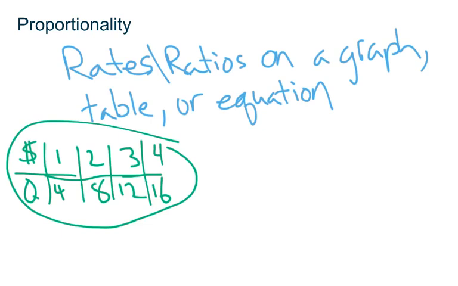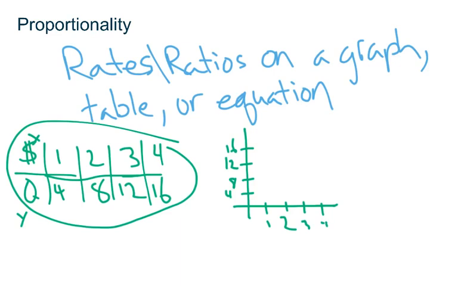We then have a graph, and if we were to graph this and make this our x and this our y, we have 1, 2, 3, 4, and then 4, 8, 12, 16. We would have a graph that looks roughly like that. And finally, an equation where we say quarters is equal to 4 times however many dollars we have.